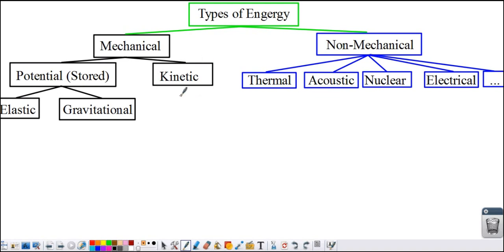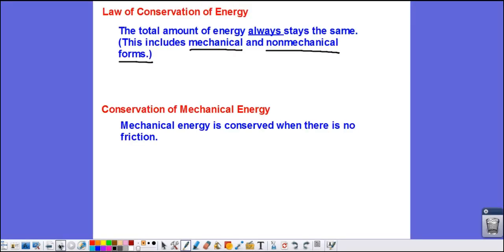But those aren't the only types of energies. There's also non-mechanical energy. It includes thermal energy, acoustic energy, nuclear energy, electric energy, and more. So when we're talking about conservation of energy, we're saying that the total amount of energy in all these different forms is going to remain constant. However, in this class, we're going to focus on mechanical energy a little bit longer.